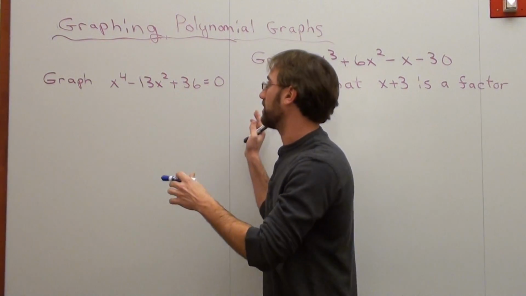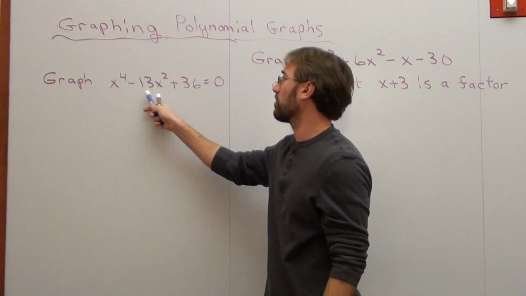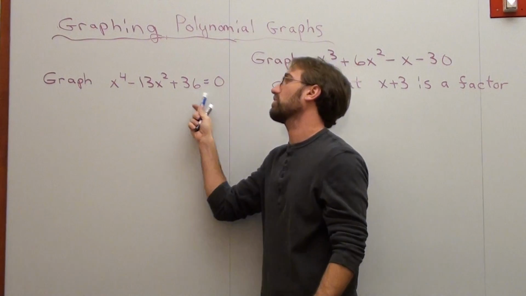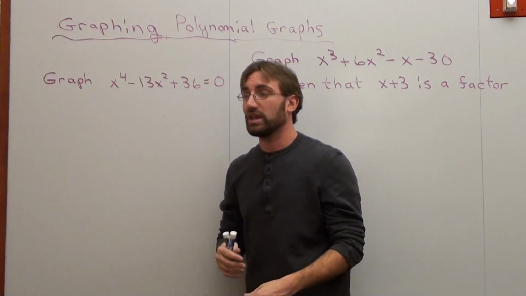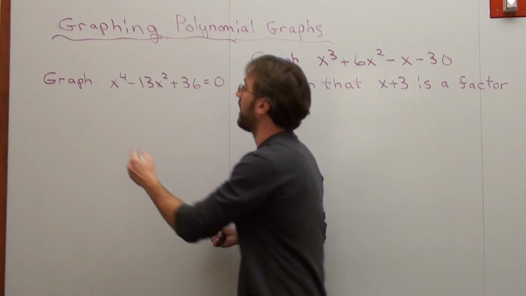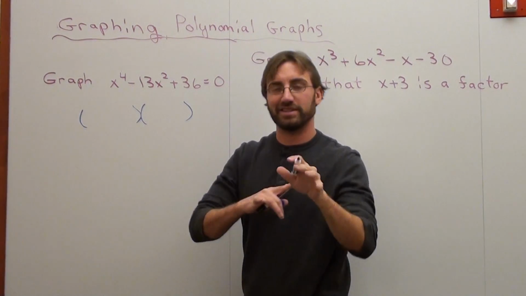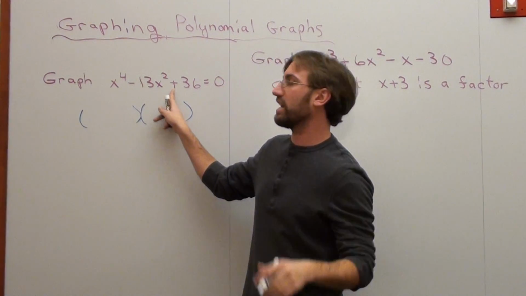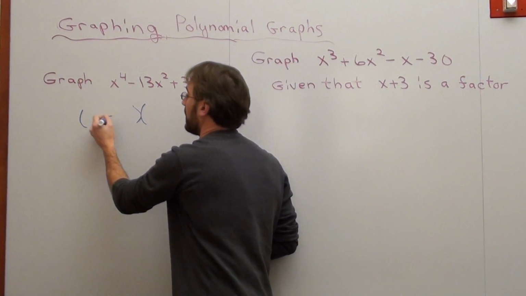So I want to graph this, or I want some sort of estimation of a graph. I've got x to the fourth minus 13x squared plus 36 equals 0. One way you can do it, if the problem allows it, is through factoring. I can factor this, and it's a little bit of a jump. What times what is positive, but adds up to be negative? It'd be a negative and a negative.